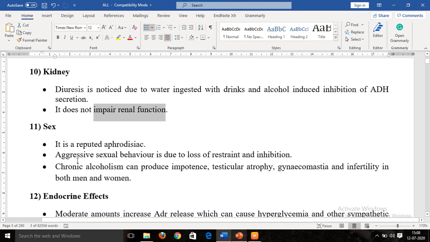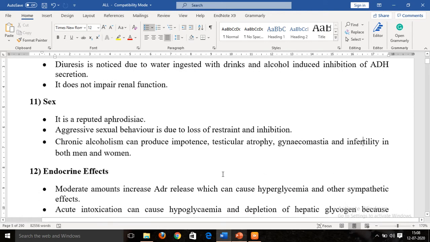However, chronic alcoholism may produce deleterious effects. It can result in impotence, testicular atrophy, that is, the testes will get damaged so that sperms are not produced appropriately. Gynecomastia may be seen, that is, enlargement of the breast in males, and infertility may be produced both in males as well as in females. That is, there will be a problem conceiving a child if there is excessive consumption of alcohol.